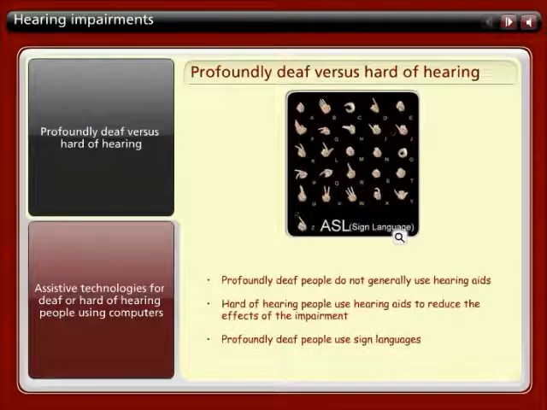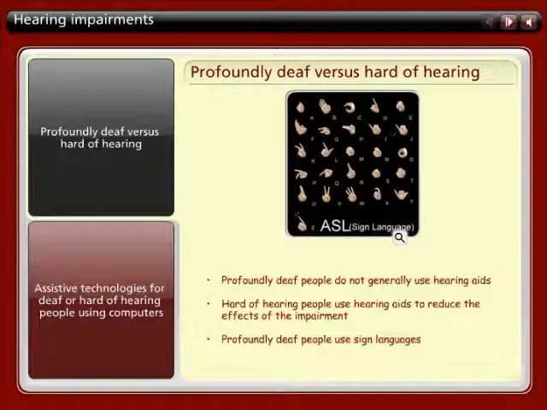When discussing deafness, it is important to distinguish between people with severe or profound deafness and people who are hard of hearing. Profoundly deaf people do not generally use hearing aids as they provide no benefit. Some hard of hearing people use hearing aids to reduce the effects of the impairment. Hearing aids can allow people to access sound, but the sound is unlikely to be the same quality as can be heard with non-impaired hearing.